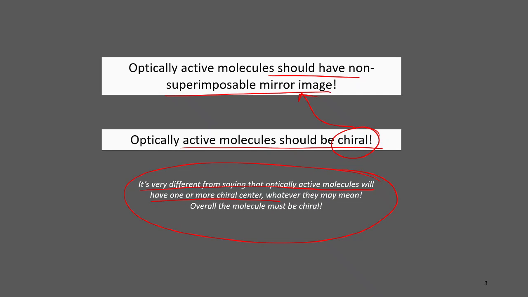Those chiral carbons, which you have learned in your organic chemistry, might not even be there, because we are going to experience this topic also in coordination compounds. So you don't have to look for that. Overall, the molecule must be chiral. The whole molecule must be chiral. Okay.